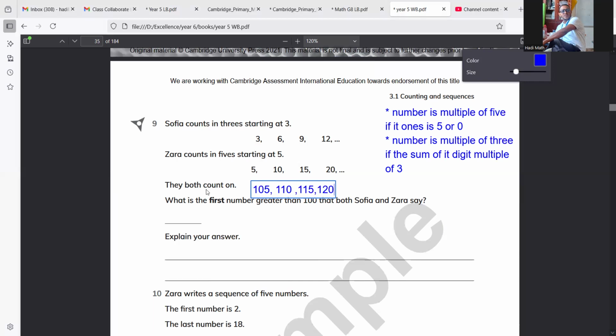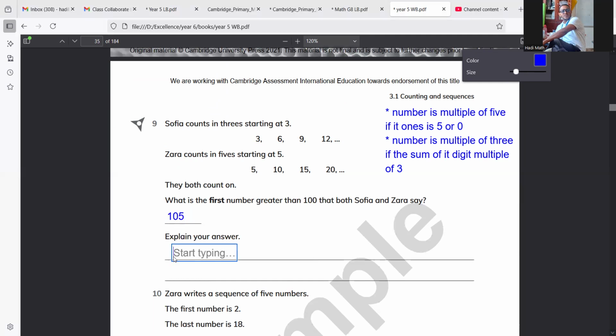Like 105, is it a multiple of 3? Add the digits. 1 plus 0 plus 5 is 6. Yes, because the sum of digits 6 is a multiple of 3. For 110, the sum of digits is 1 plus 1 is 2, plus 0 is also 2. Now 115 is 1 plus 1 is 2, and 2 plus 5 is 7. 7 is not a multiple of 3. The 120 is a multiple of 3 because 1 plus 2 is 3, and 3 plus 0 is 3, and 3 is a multiple of 3. So the first number that is a multiple of 3 is 105.